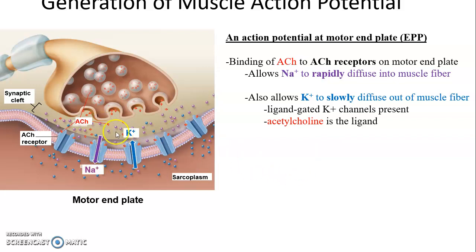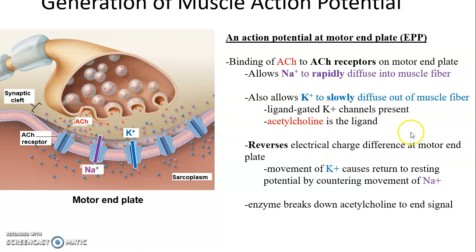Turns out the acetylcholine also binds to potassium ion channels. However, these are slower to open. When they do open, though, potassium ions begin leaving the cell, returning the charge across the motor end plate to resting potential. So first we get a dramatic increase in charge because of the sodium ions, and then the potassium ions slowly return it back to resting potential. Basically, as I just said, this reverses the charge difference to make the muscle action potential a limited signal, and then enzymes also come in and break down the acetylcholine so that they're no longer in the receptors.